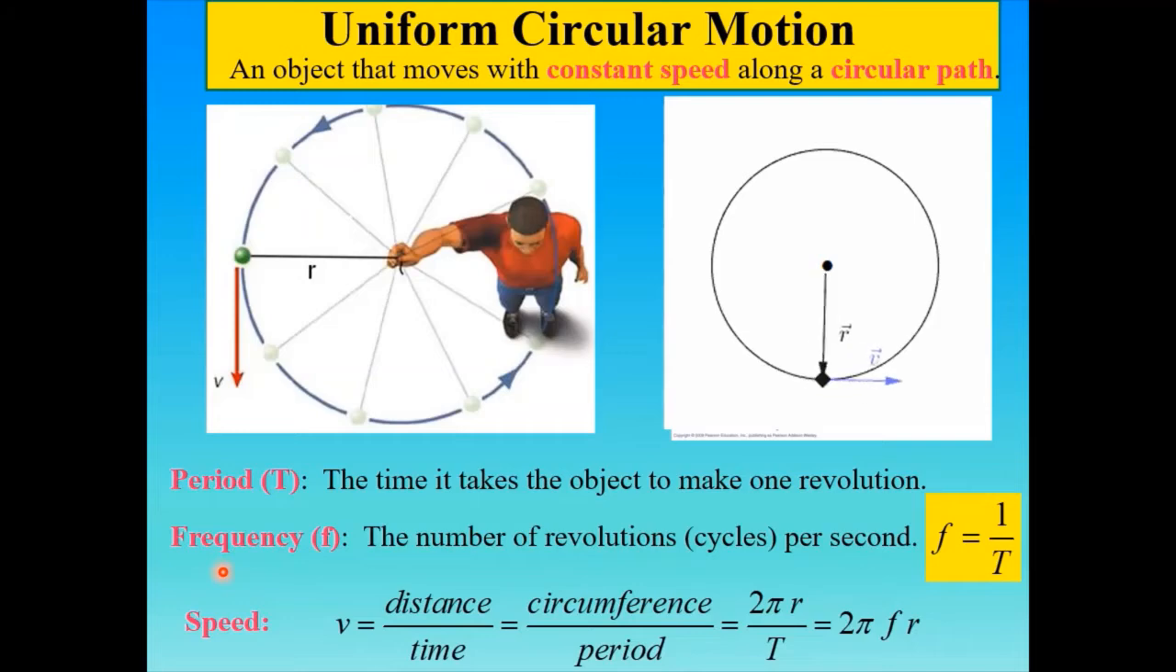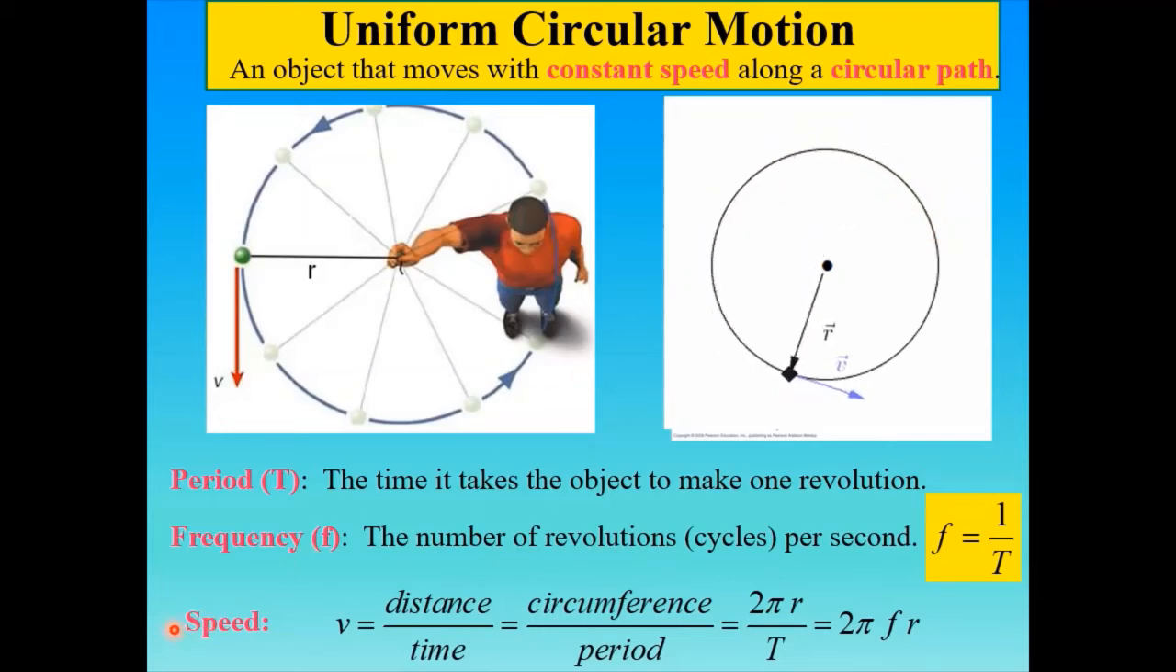The frequency is the number of revolutions or cycles per second. And the frequency and the period have a reciprocal relationship. So frequency is 1 over the period, and likewise the period would be 1 over the frequency. The last thing here is we can describe the speed of the object as it travels around the circle.